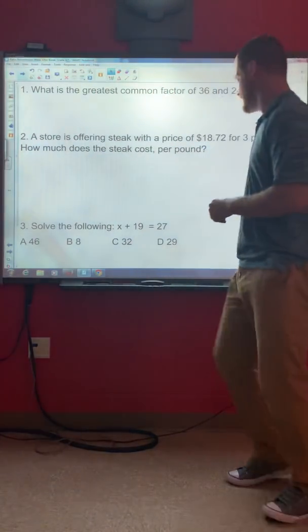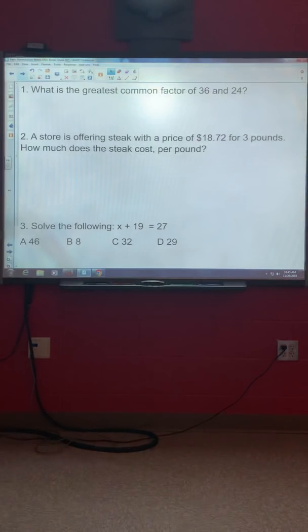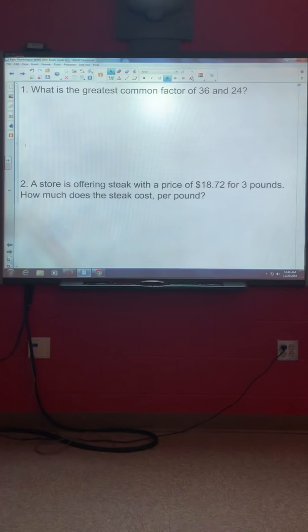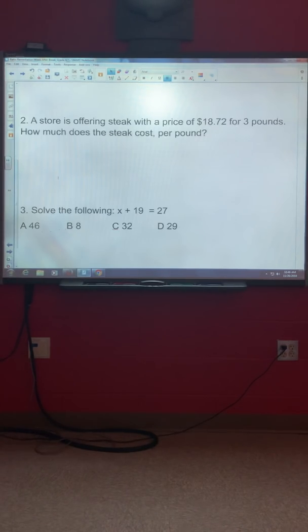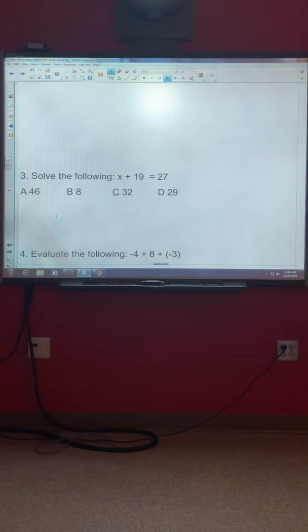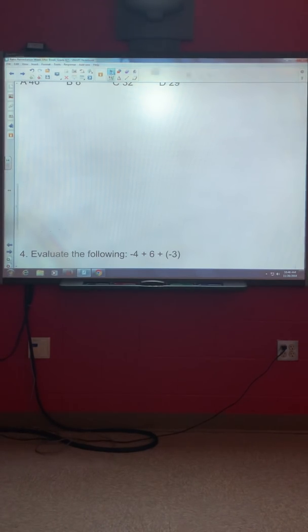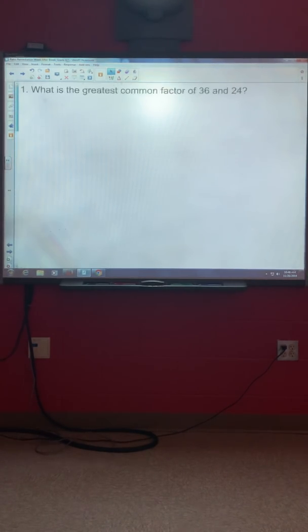For number one, let's give me some more space real quick. Looking for the greatest common factor of 36 and 24. So whenever we do these, we're going to set up the columns. We know that 1 goes into pretty much every number, so we always start with the number 1.